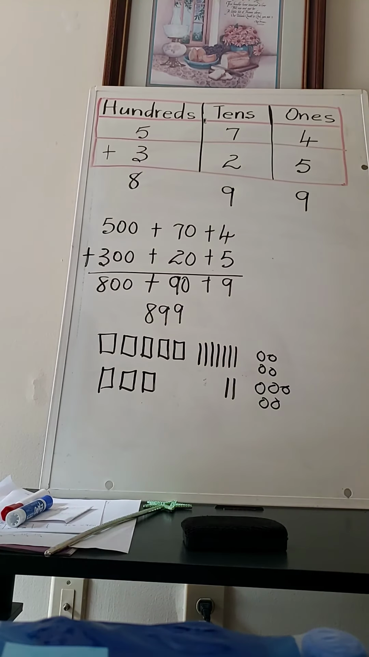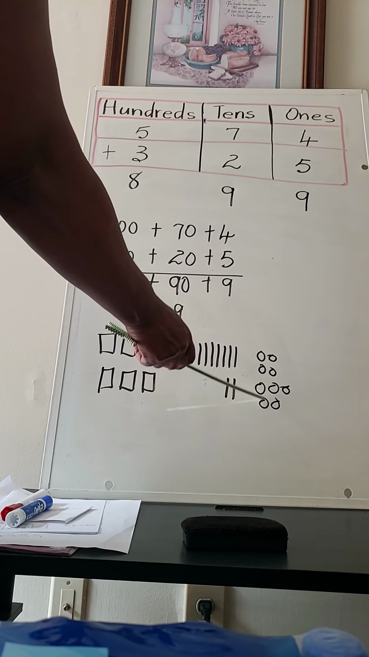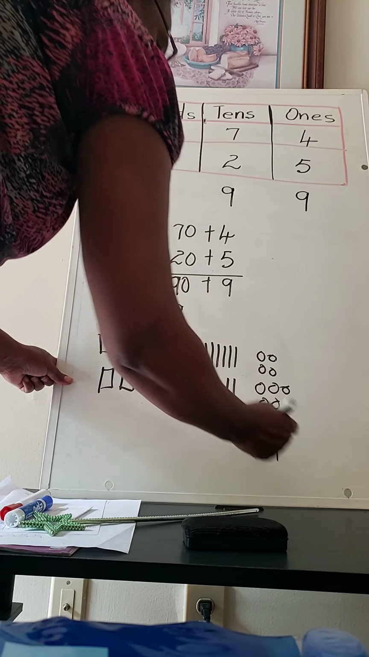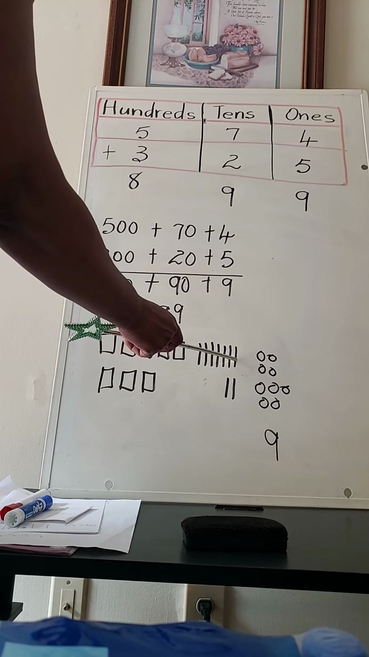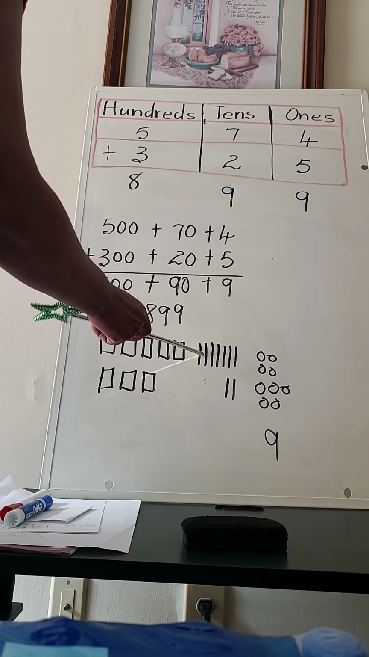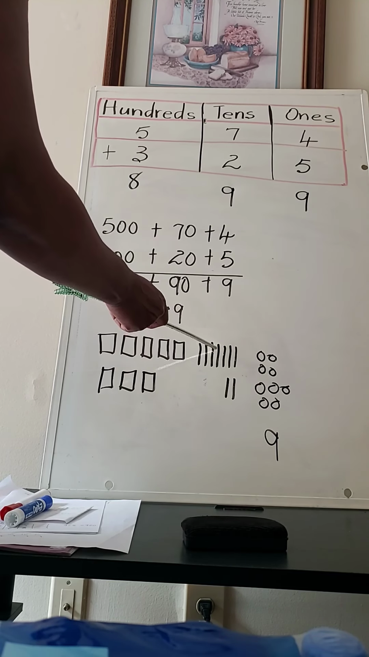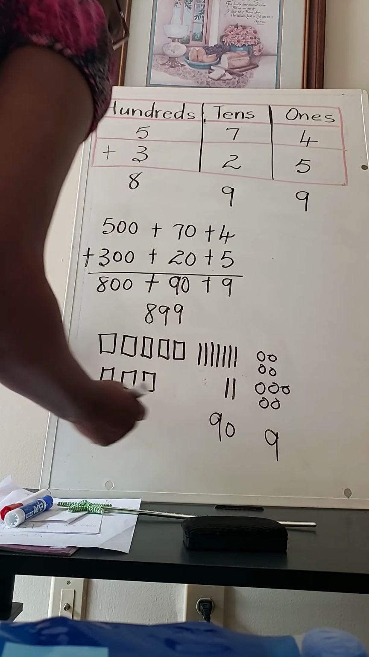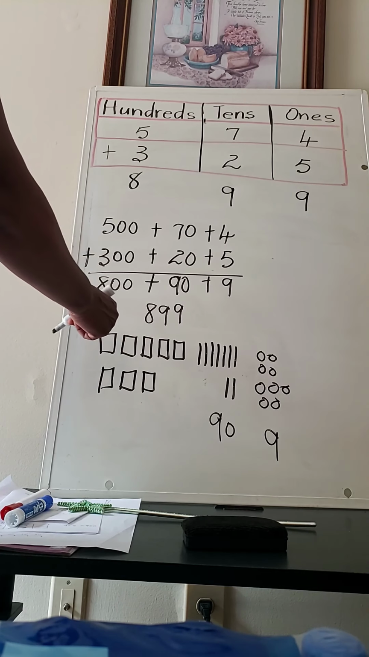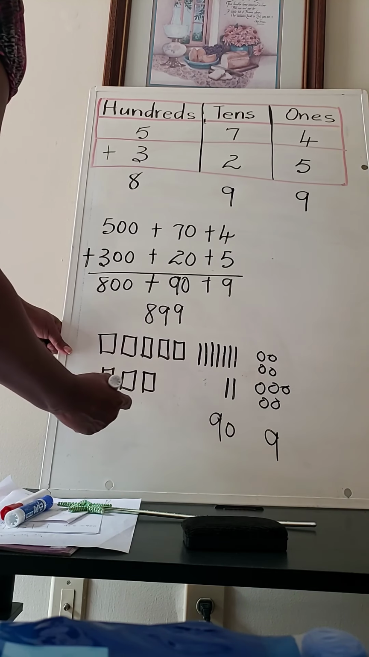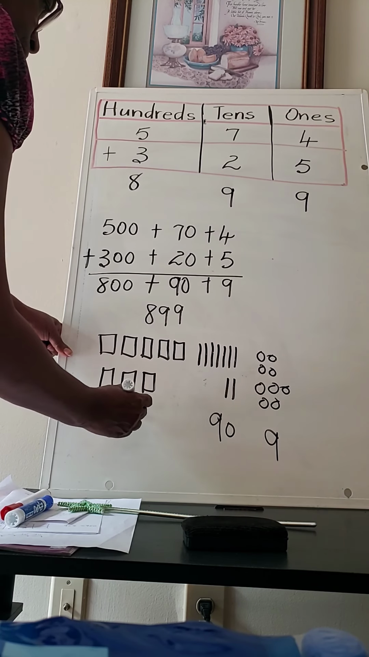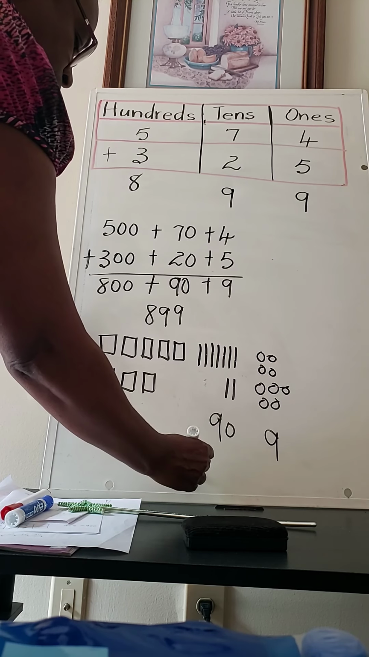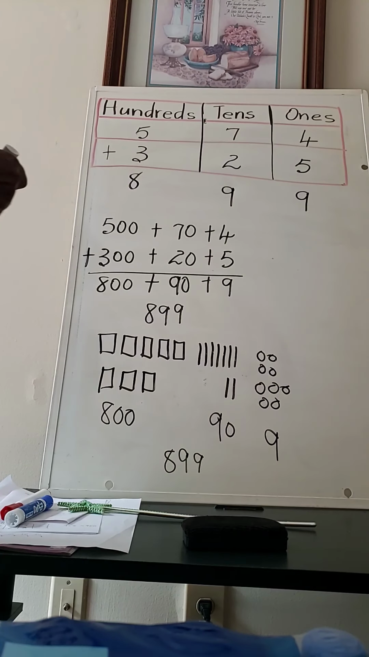Let's count our ones together. So we have 1, 2, 3, 4, 5, 6, 7, 8, 9 ones. So that's our 9 ones. Plus 10, 20, 30, 40, 50, 60, 70, 80, 90. So that's 9 tens, that gives us 90. Plus 1, 2, 3, 4, 5, 6, 7, 8, and so we have 800. And if you write all of that back in standard form, you would have 899.